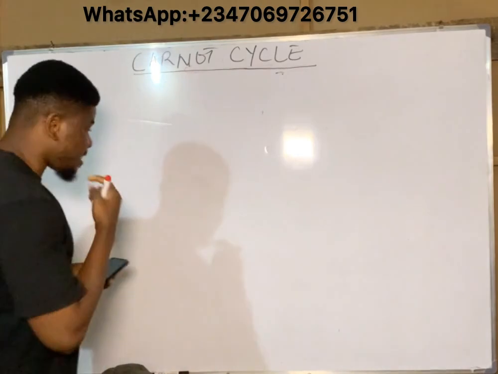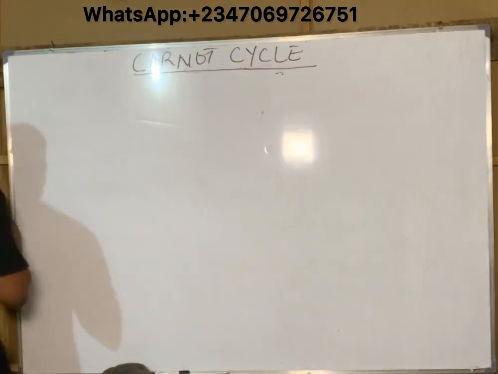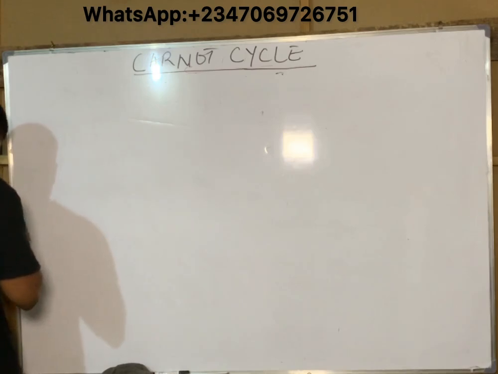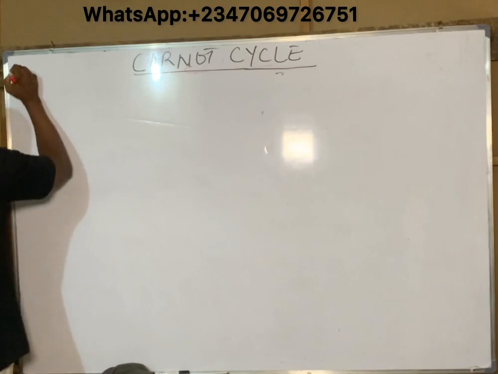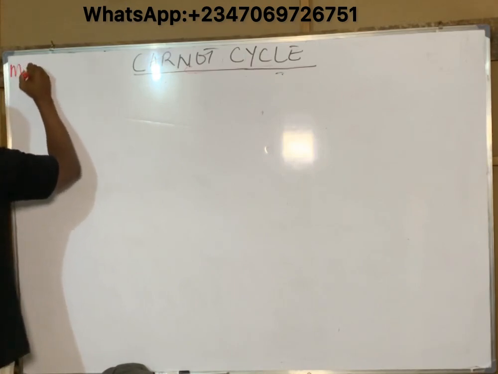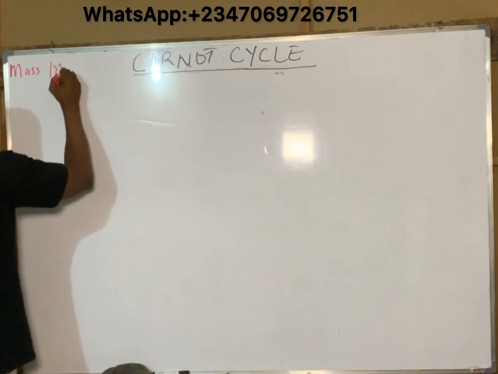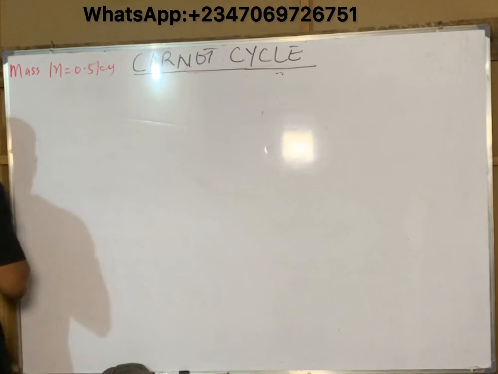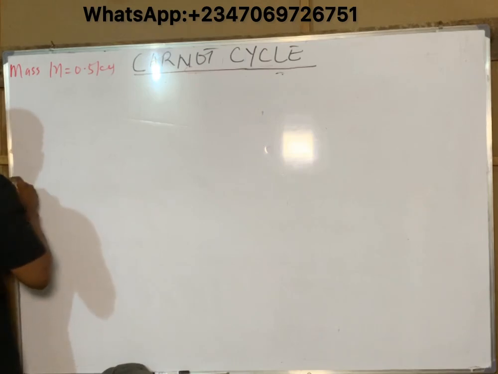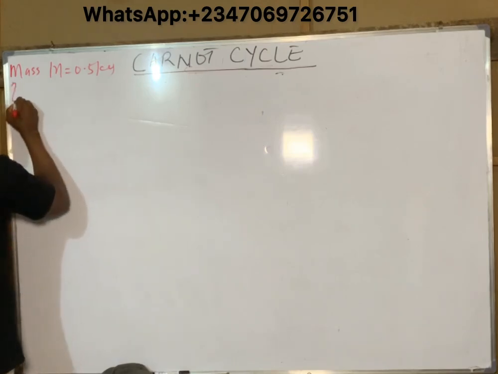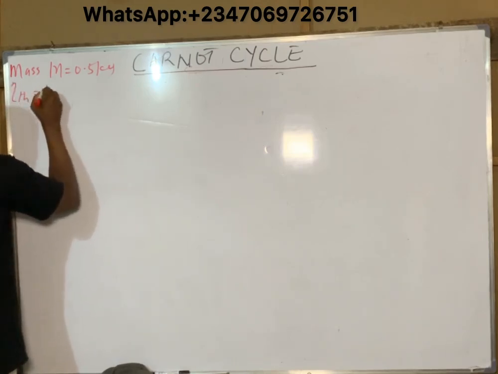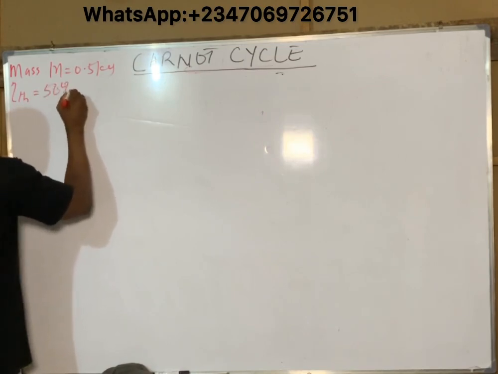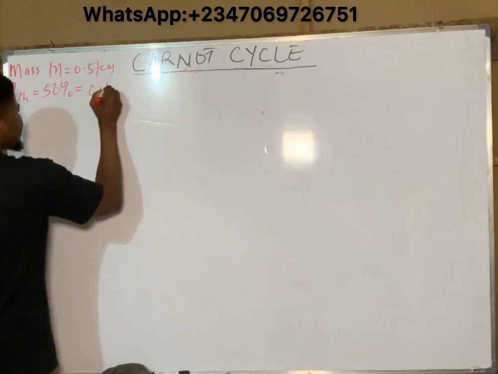So let's pick out our parameters. First, we're given 0.5 kg of air. So the mass was given there. Mass M equals 0.5 kilograms. And we were told that the thermal efficiency is 50%, which is equivalent to 0.5.